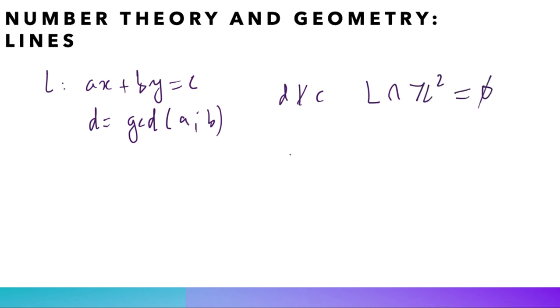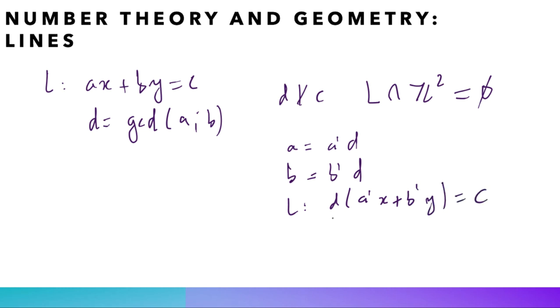In fact, this is true because we can write a as a certain integer a' times d, and b as a certain integer b' times d, and we get as an equation of our line L: d times (a'x + b'y) = c, which means that d must divide c, otherwise there won't be any integral point. We will see, however, in future lectures that the fact that the GCD of a and b is equal to 1 ensures that L contains one integral point and actually infinitely many of them.